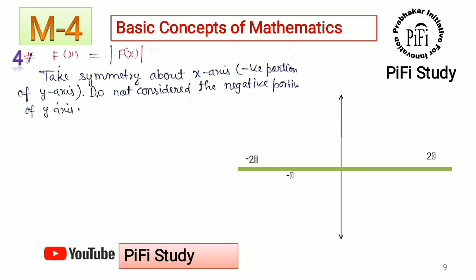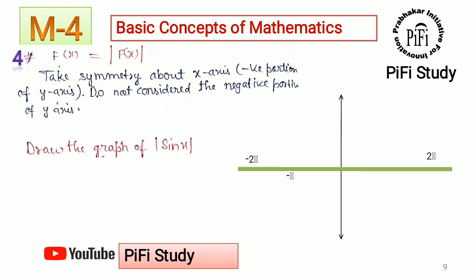In this case, we will learn how to plot the graph of the whole mod of the function. So take the symmetry about the x-axis for this, and remember, in this case only the symmetry needs to be taken of the negative portion of the y-axis. Remember this thing, and do not consider the negative portion of the y-axis. So let's draw how we can start.